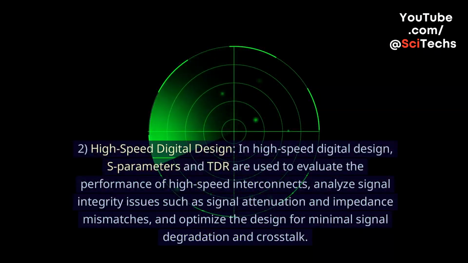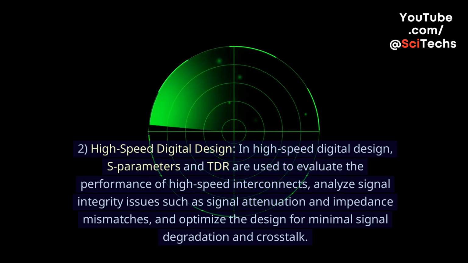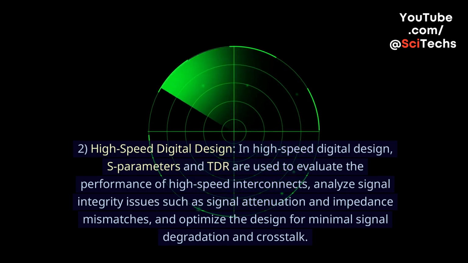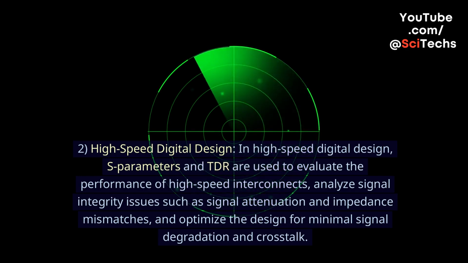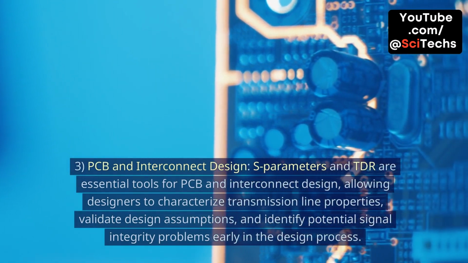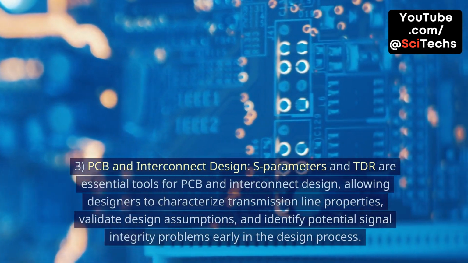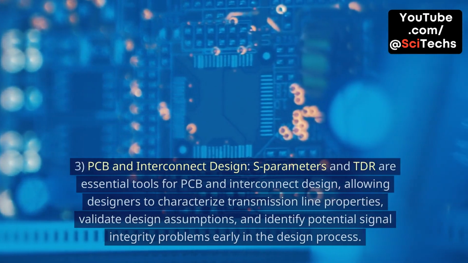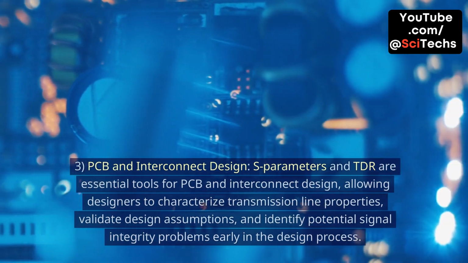2. High-speed digital design. In high-speed digital design, S-parameters and TDR are used to evaluate the performance of high-speed interconnects, analyze signal integrity issues such as signal attenuation and impedance mismatches, and optimize the design for minimal signal degradation and crosstalk. 3. PCB and interconnect design. S-parameters and TDR are essential tools for PCB and interconnect design, allowing designers to characterize transmission line properties, validate design assumptions, and identify potential signal integrity problems early in the design process.